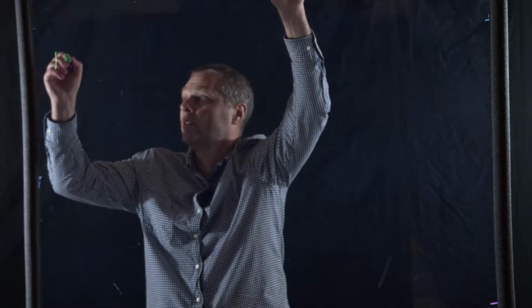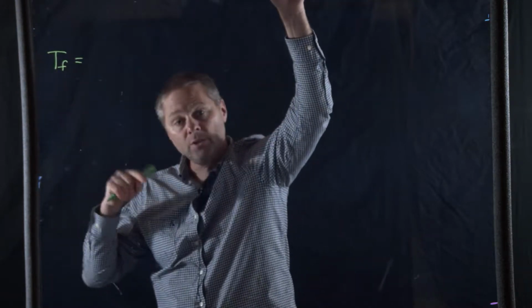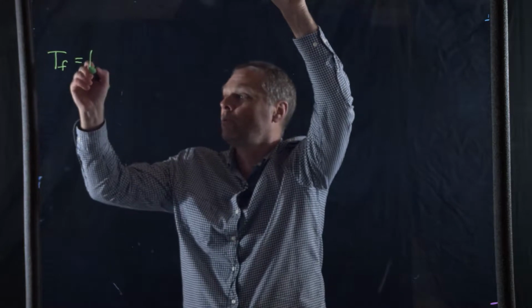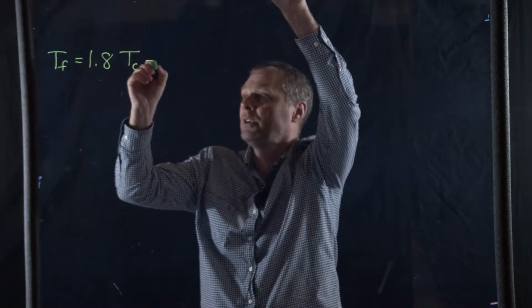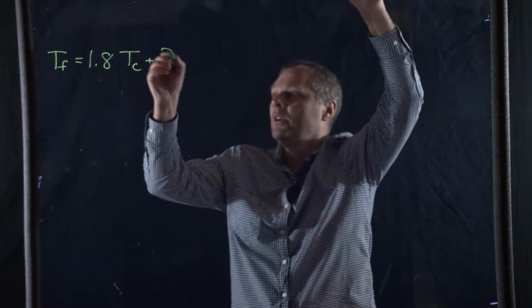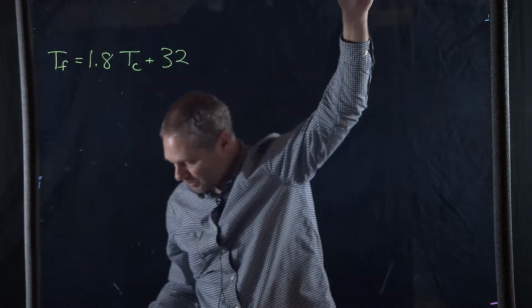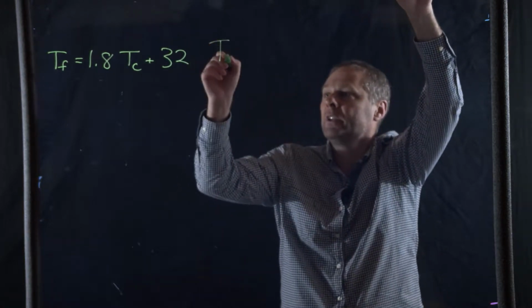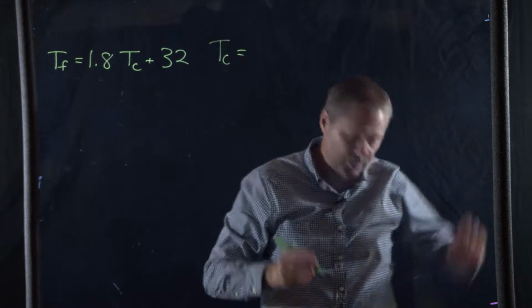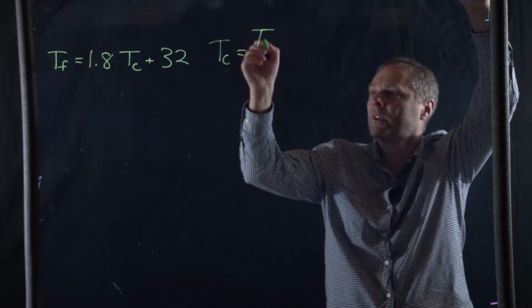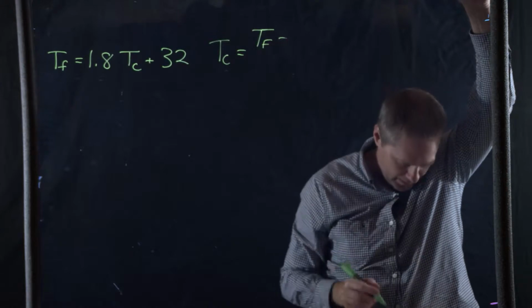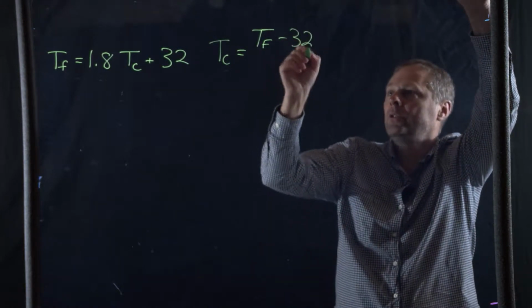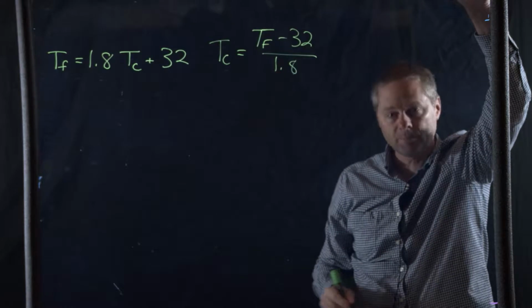So I'm going to write a couple of the equations up here on top. The temperature in degrees Fahrenheit, if we're going to do some conversions, is equal to 1.8 times the temperature in degrees Celsius plus 32. Now we can work this backwards, and the temperature in degrees Celsius is equal to the temperature in degrees Fahrenheit minus 32, divided by 1.8.